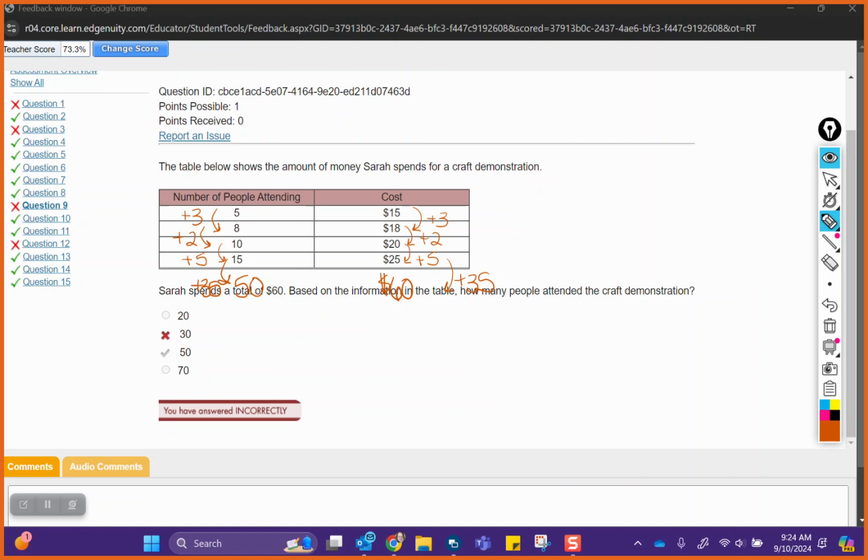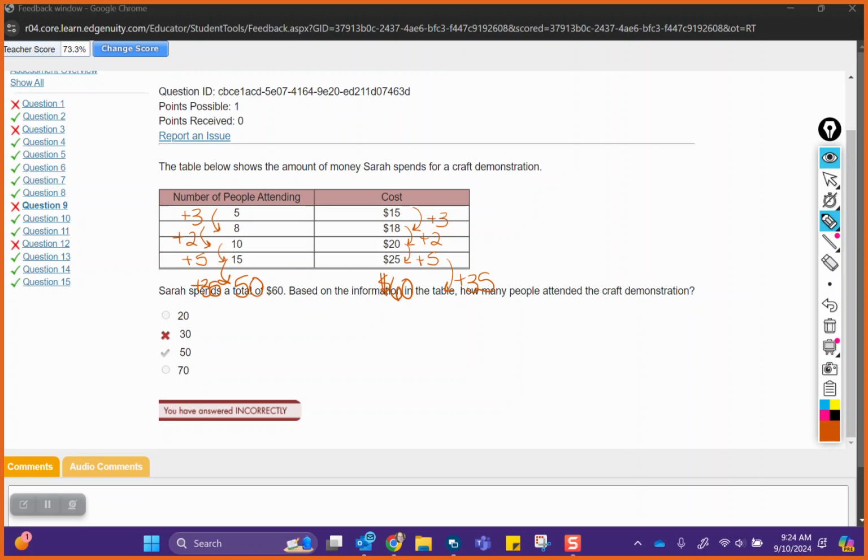Okay, I paused the video to try to save some time so you didn't have to watch me do all of that. But what I did in this table was I started looking at, if I go from 5 to 8 people, that's 3 more people. 15 to 18, that's $3 more. If I go from 8 to 10, that's 2 more people. 18 to 20, that's $2 more. If I go from 10 to 15, that's 5 more people. 20 to 25 is $5 more. So I just threw 60 underneath 25. That's $35 more. So I would expect 35 more people.